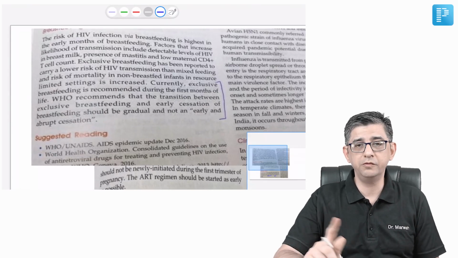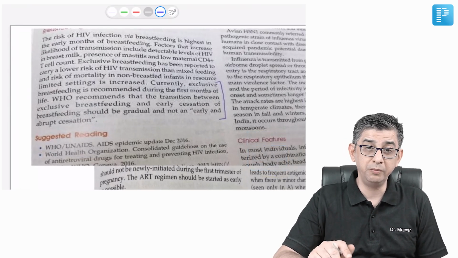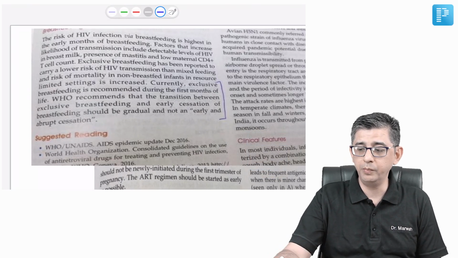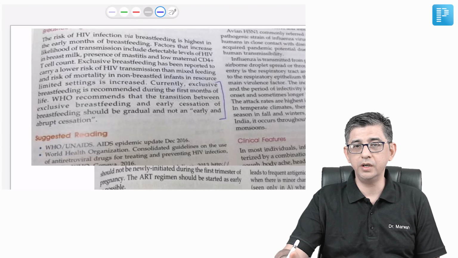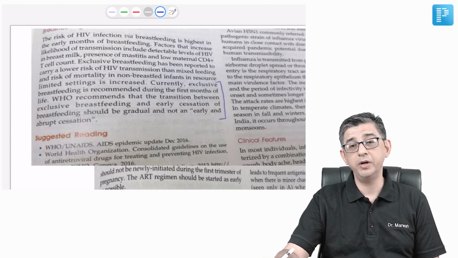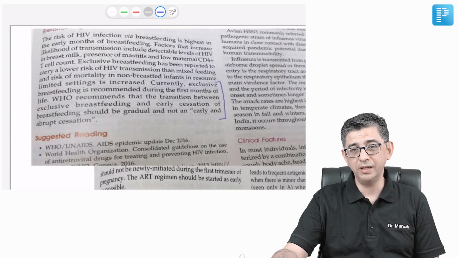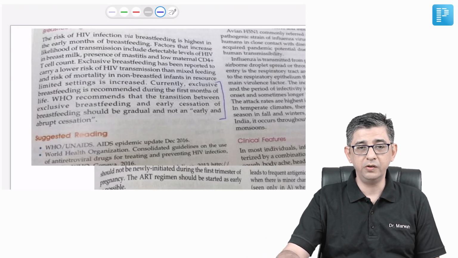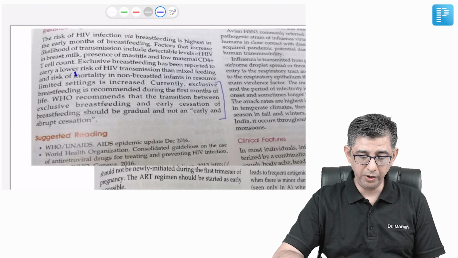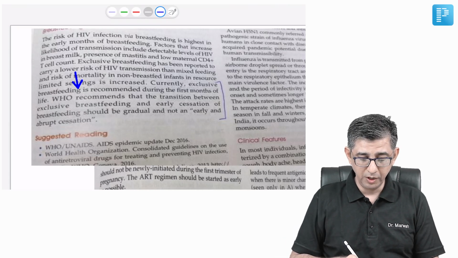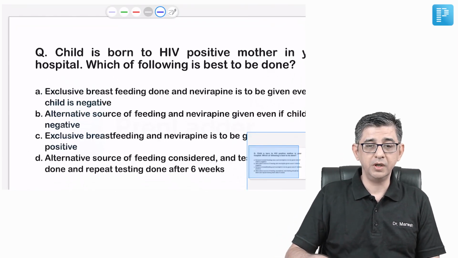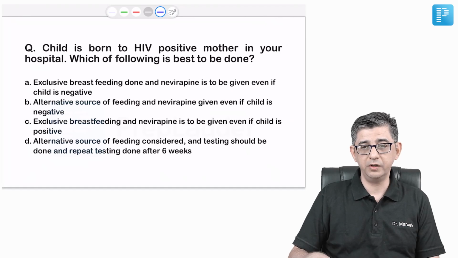But you very well understand that if you do mixed feeding, the main problem is that mixed feeding will cause a problem. If you give a combination of breast milk and cow milk, it will cause constipation, mucosal tear, and over it, when you give breast milk, the virus would be transmitted because the virus is anyway present in the breast milk per se. But it says that exclusive breastfeeding is recommended even in a HIV positive child during the first few months of life. So coming back to the options here, I am removing two options from the discussion.